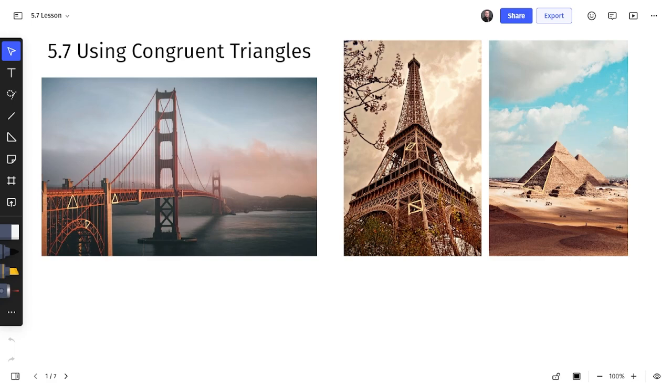And you can see some examples of these man-made structures that we see, both ancient and modern, in these pictures here. Of course, we have the Golden Gate Bridge and the Eiffel Tower and the pyramids of Giza.